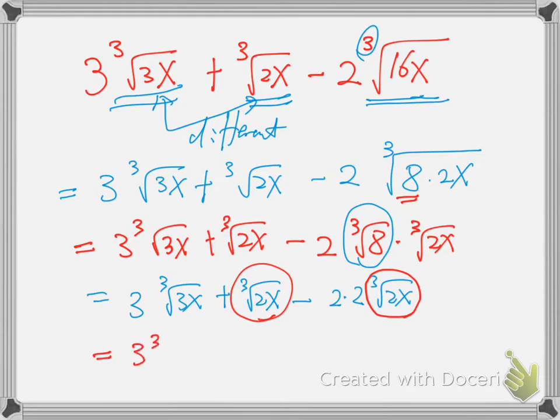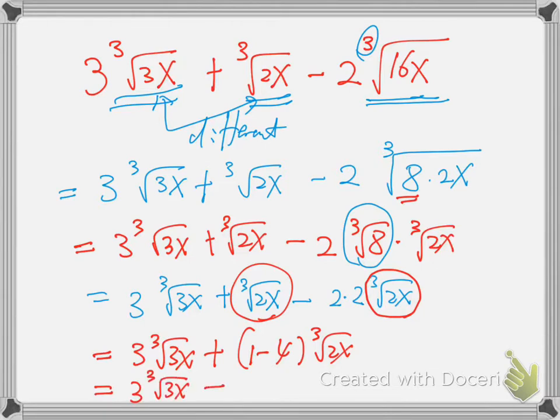So the first part has to be kept. And then we have 1 minus 4 here, right? 1 minus 4 cube root of 2x. So the answer will be 3 cube root of 3x minus 3 cube root of 2x. That's the final answer. You cannot combine them because they're different, they're not the same terms and numbers under the cube root. So that's addition and subtraction.